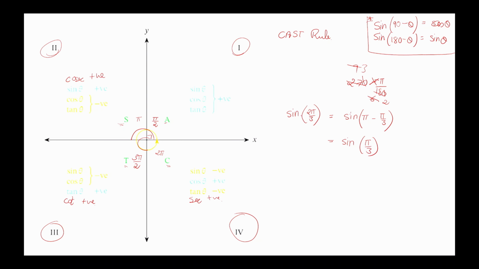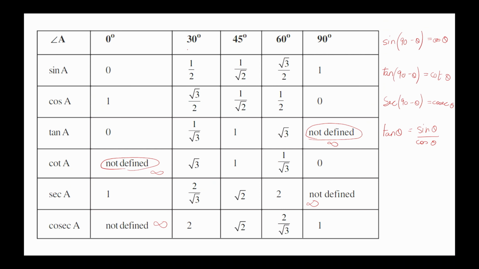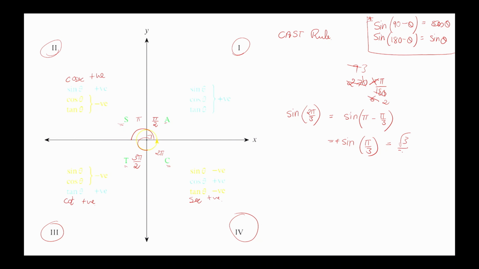Now I know that 2 pi by 3 would basically lie in my second quadrant. So in my second quadrant, my sine is positive. So that means here I would have a plus sign only. Now I can simply write down the value of sine pi by 3. What is my sine pi by 3? 60 degrees, which is root 3 by 2. So this becomes plus root 3 by 2.